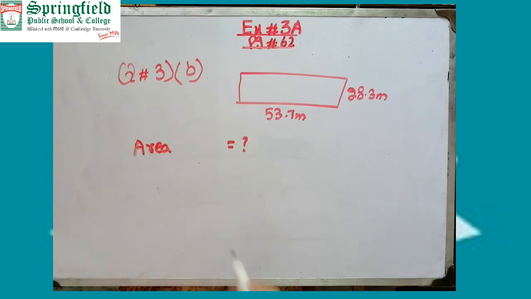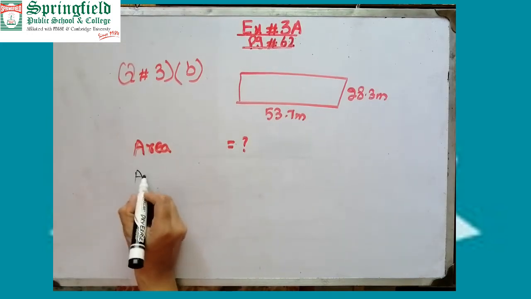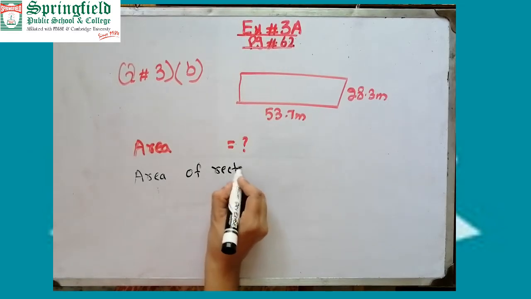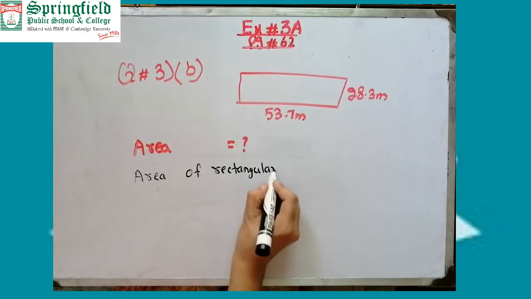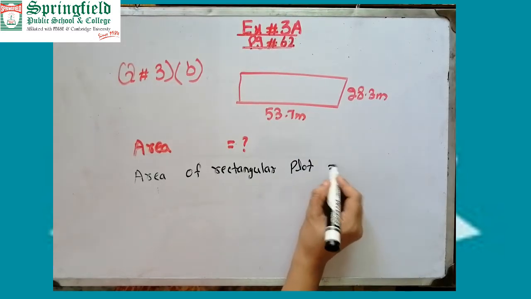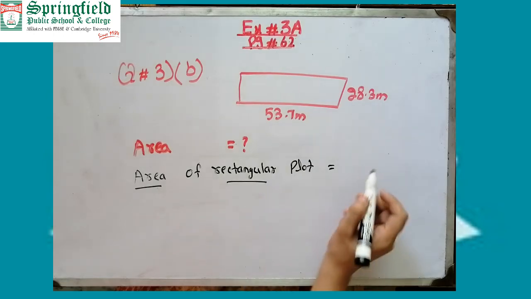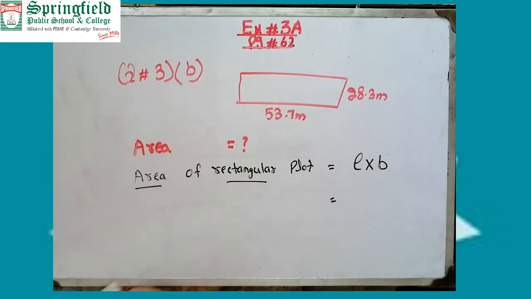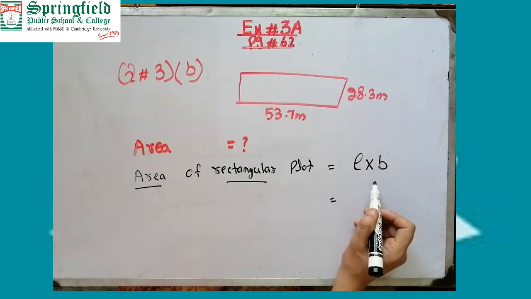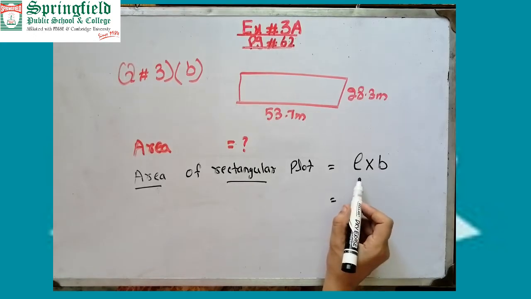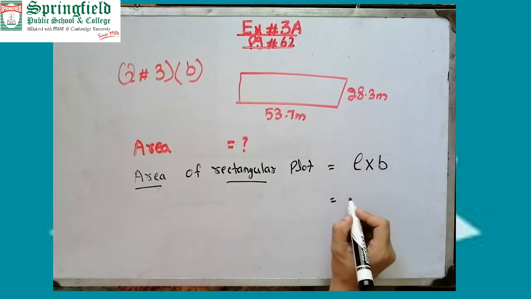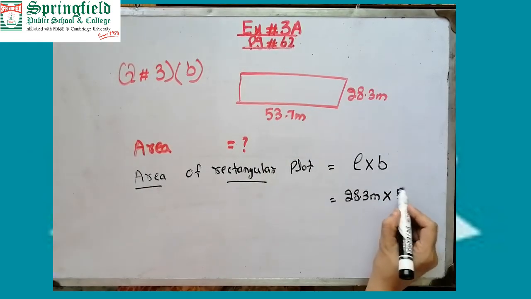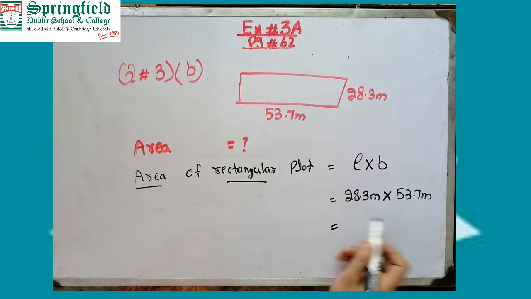And as we know the area formula for a rectangular shape, area of rectangular plot. It means we will write the area formula for a rectangular shape. So length multiply breadth. This is a formula as we have already learned in grade 4, grade 3. Fine. Now put the value of length and breadth. Length is 28.3 meter multiply 53.7 meter.